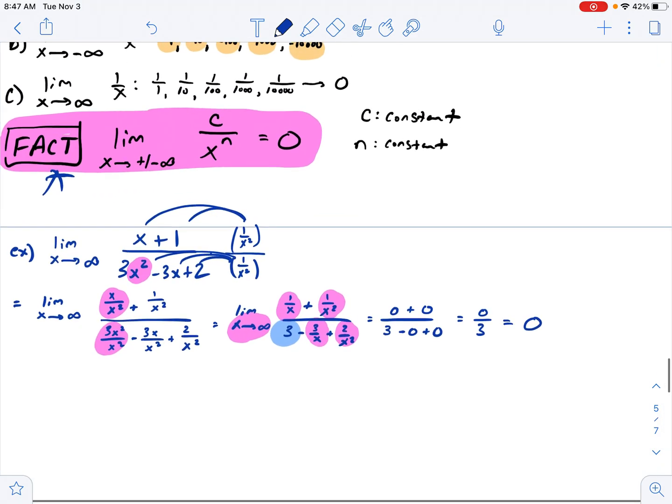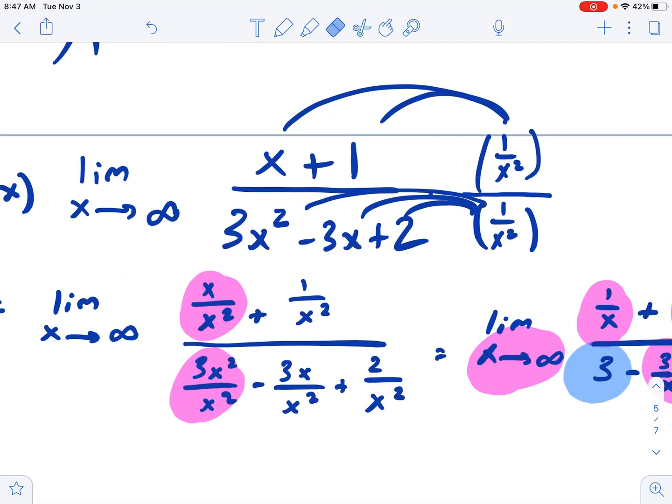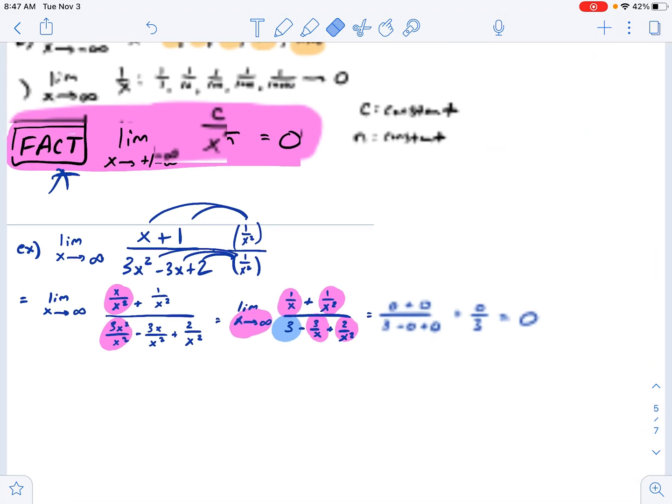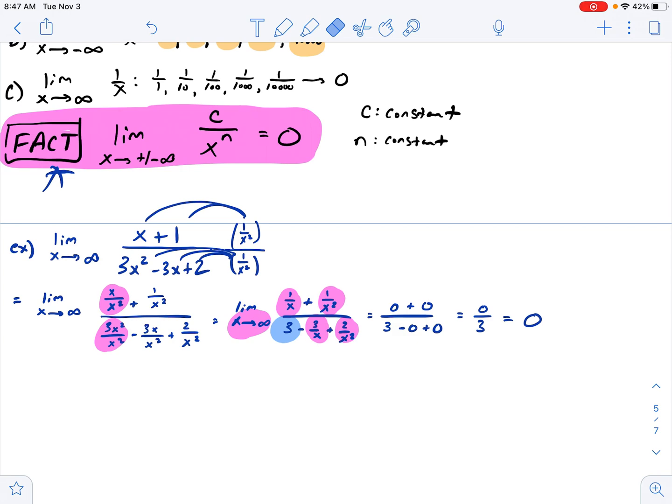0. So if intuitively you thought that this was going to approach 0, probably because you remember something about where the highest power of x is, then you're absolutely correct. Okay, we're going to summarize this in a couple moments after we get through 2 more examples.